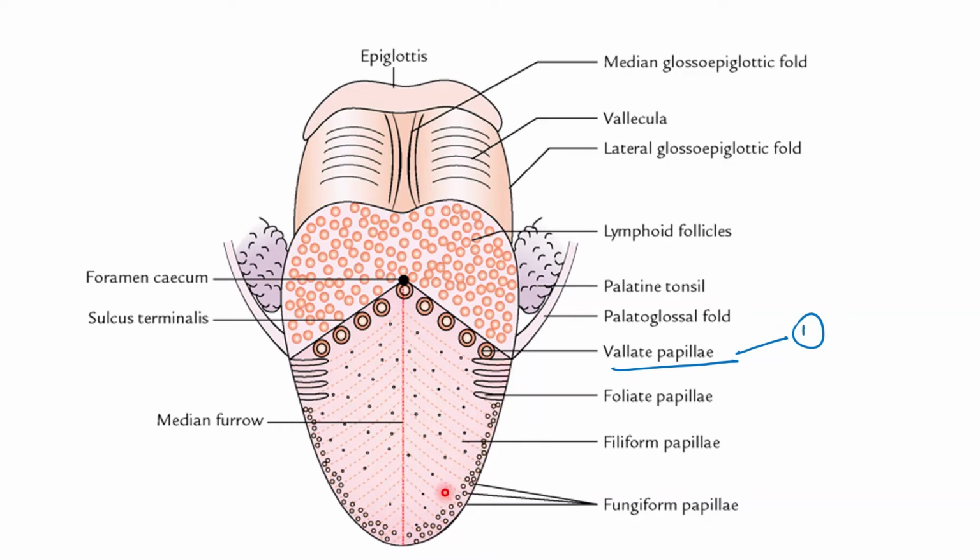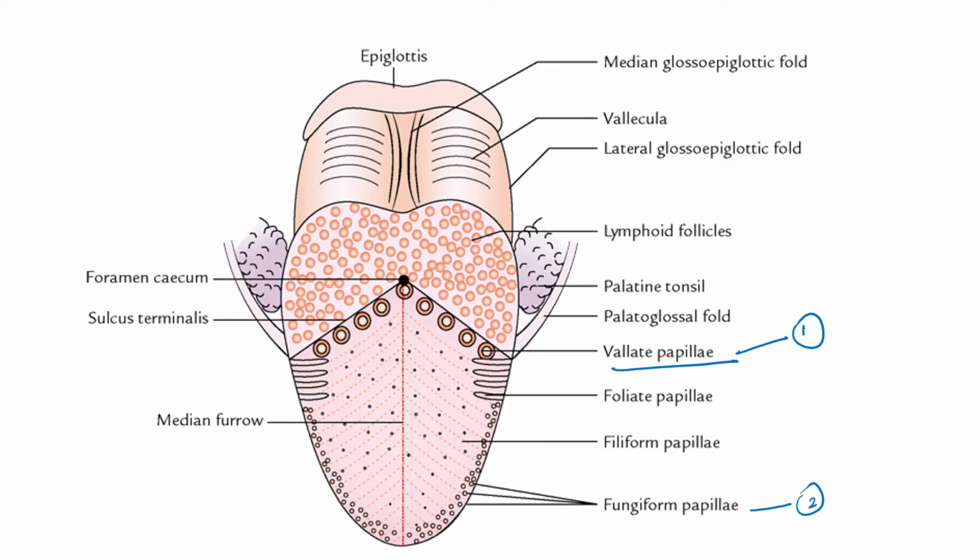The sides of the tongue are mainly concentrated with the papillae called fungiform papillae, which are rounded reddish elevations, and these also contain taste buds. So the fungiform papillae are present along the sides of the tongue and also the tip. The vallate papillae are present immediately in front of the sulcus terminalis.